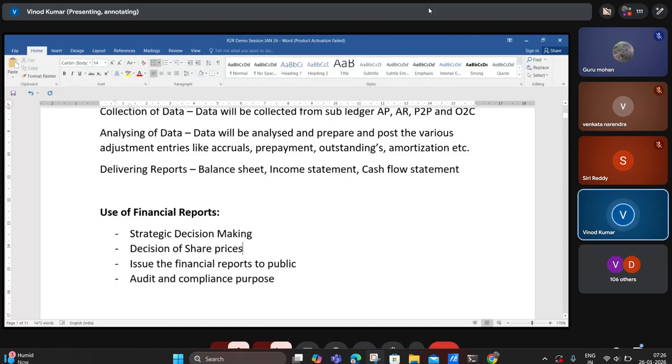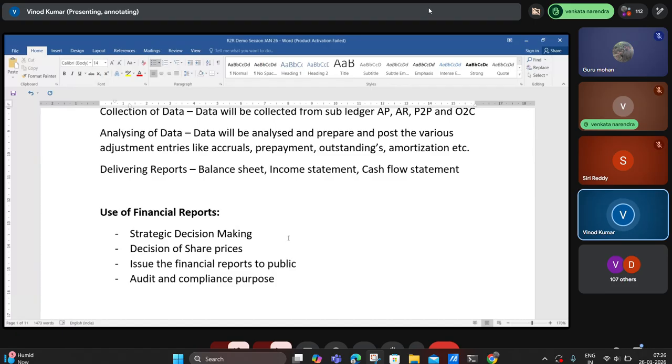Right? And the company's share price. The company's share price completely depends upon the profit generated by the company in a month. Okay, so if a company is generating huge profits and is expected to generate more in the future, obviously the share price of the company will grow more. So the share price will depend on the issued financial reports.